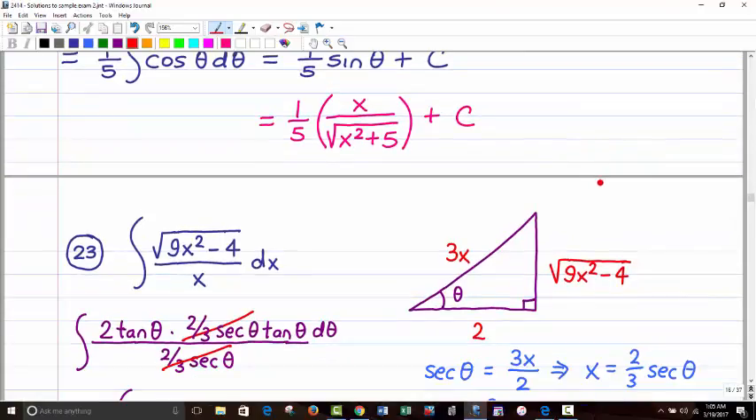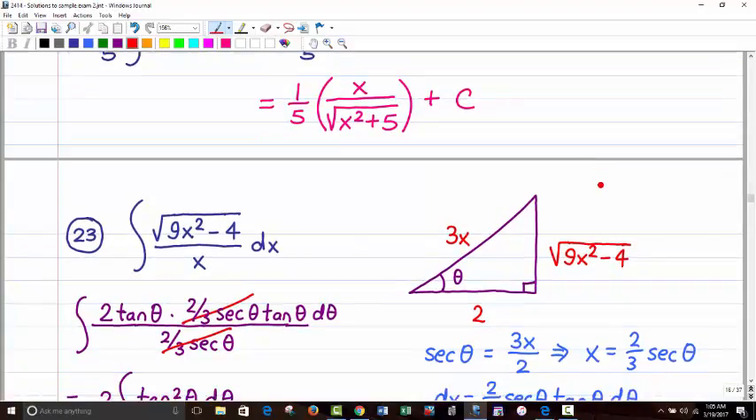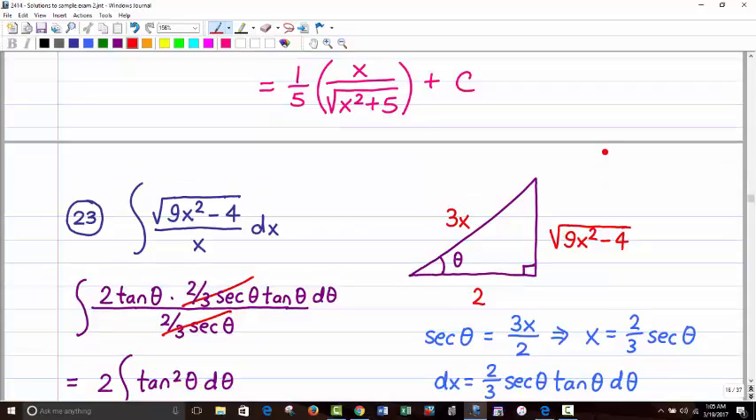Number 23. The square root of 9x squared minus 4 divided by x. So we have a radical, a negative under our radical between the two terms. So that means we put it on either the opposite or the adjacent side. I put it on the opposite side this time. So by doing that, whichever side I put it on, the hypotenuse was going to be the square root of that first term. Square root of 9x squared is 3x.